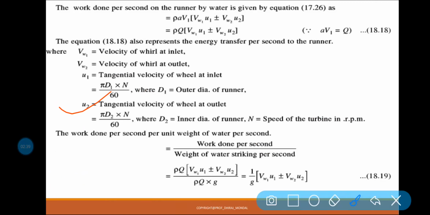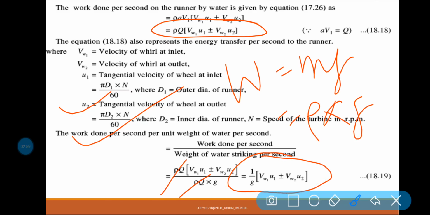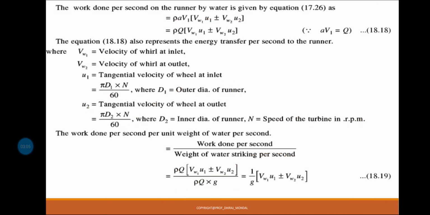Now you have to find the work done per second per unit weight. This is the work done per second, but per unit weight means dividing by mg, or W. W is equal to mg, and m is rho Q, so ultimately rho Q cancels out. So the work done per unit weight is 1 by g times (Vw1 U1 plus or minus Vw2 U2). That is the equation, and it is needed when you solve numericals. Now come to the next slide.